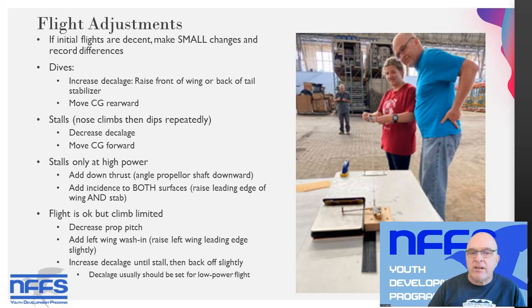Again, after you've made those adjustments, work on your decollage, the angle difference between your wing and your stabilizer, at low power until you just get a stall and then back off slightly. So you always go back to that low power trim flight when you make a change to the trim of the airplane. Get the low power flight correct before you go back to high power.